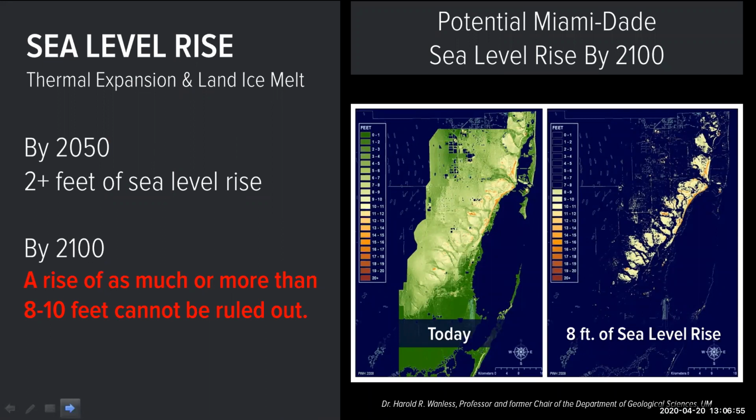Florida is the state that is most at risk of sea level rise effects in the entire country. Sea level rise is a result of thermal expansion and land ice melt. Thermal expansion is the way that water molecules expand when they are heating. In South Florida, we can expect at least 2 feet of sea level rise by 2050. Even more, by 2100, a rise of as much or more than 8 to 10 feet cannot be ruled out. It's a strong possibility that we'll see these levels. Sea level rise poses many social and economic problems for South Florida and intensifies hurricanes and saltwater intrusion.